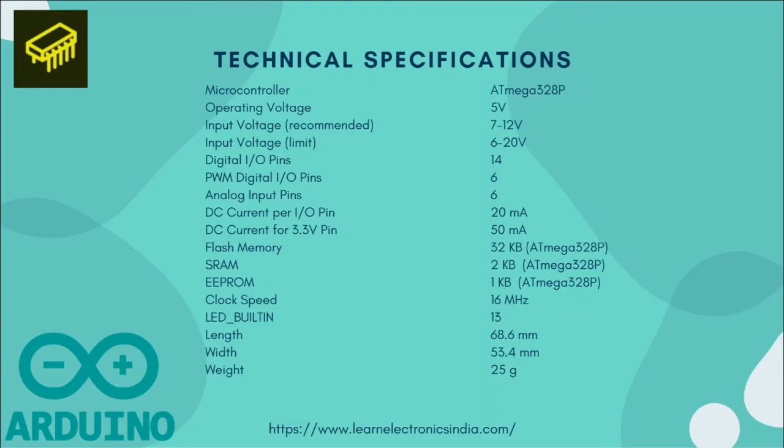Then we have memory values also. The clock speed of the microcontroller is 16 MHz, as well as we have a built-in LED which is at pin number 13. So these things you should know very well.